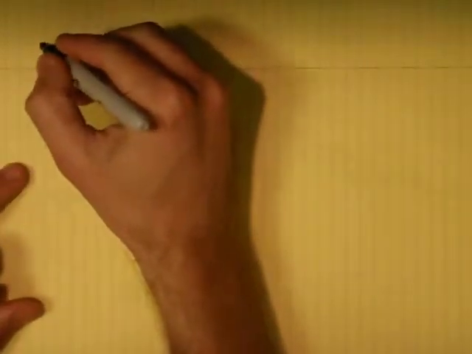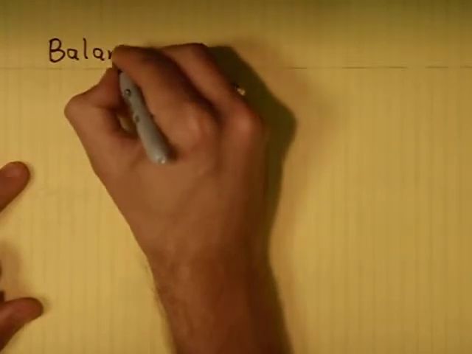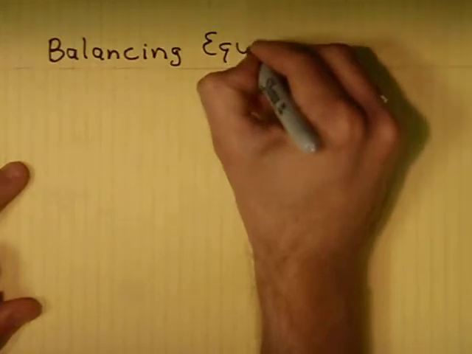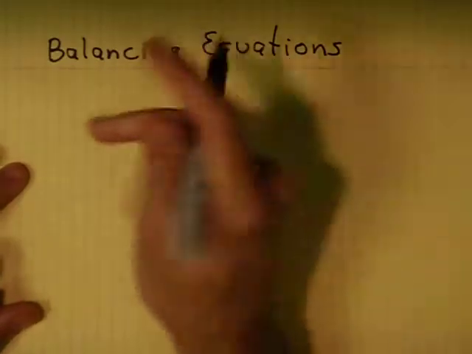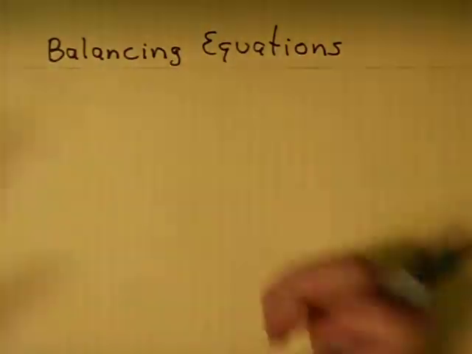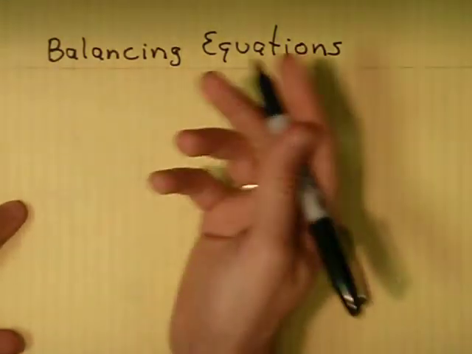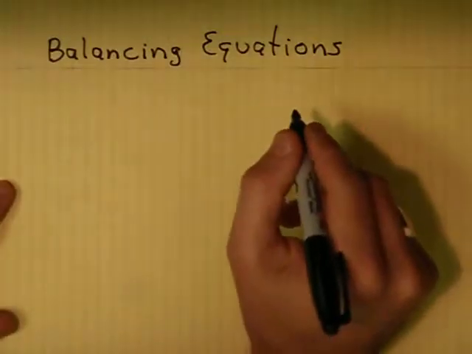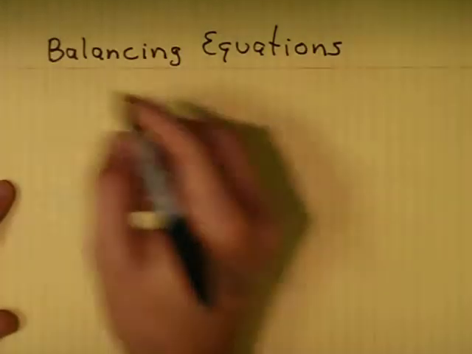Alright, so we will continue looking at balancing equations. Just wanted to have a couple different examples to look through. We'll do a couple simpler ones, or at least one simpler one and then one a little more complicated. So let's look at the synthesis of ammonia from nitrogen gas and hydrogen gas.